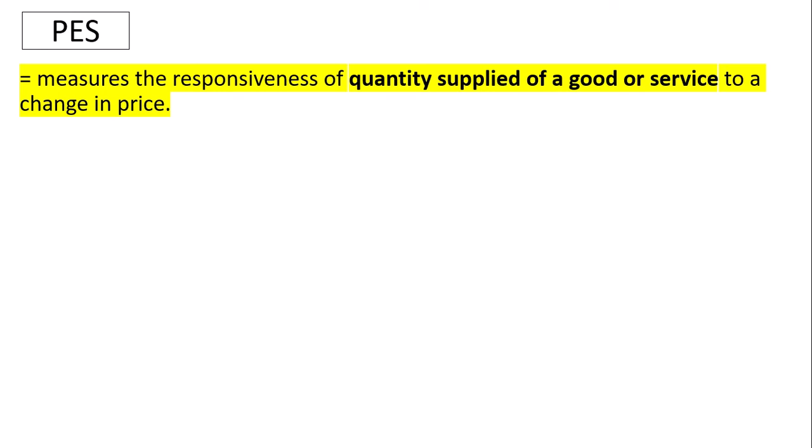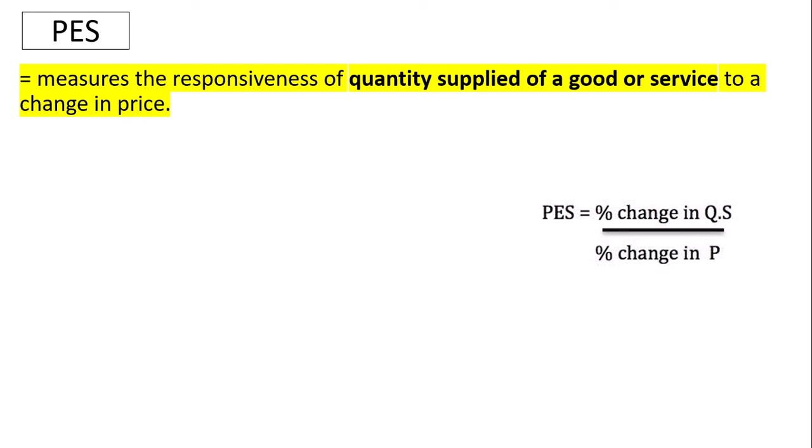Write down the formula for PES. So you should have got PES is equal to the percentage change in quantity supplied over percentage change in price. Always remember you Q before you P. So the Q goes on top, the quantity supplied goes on top of the price.